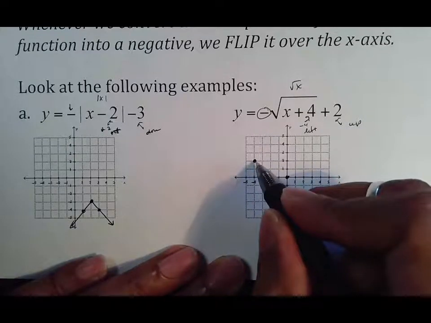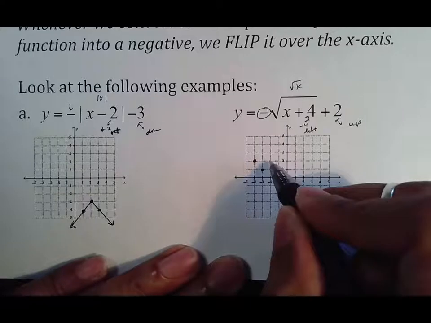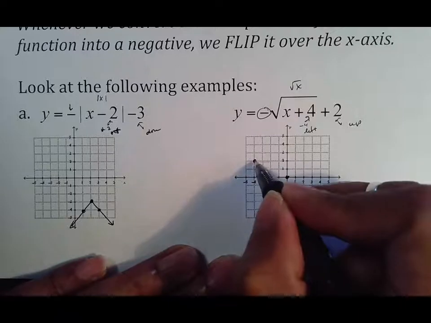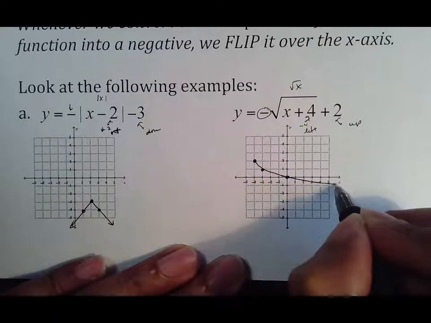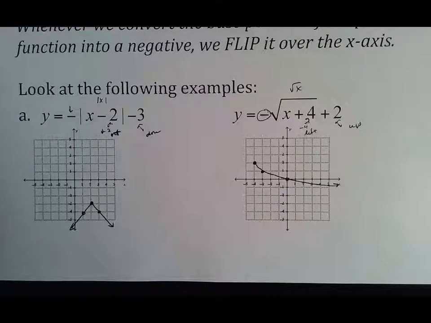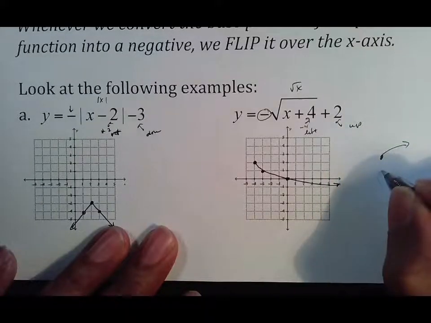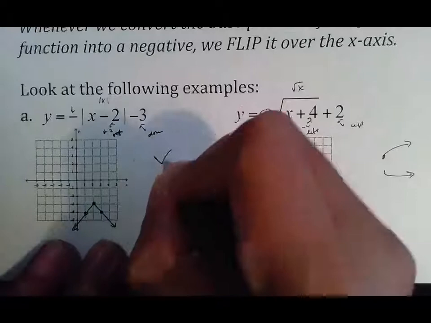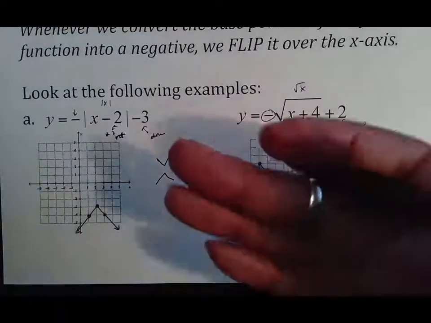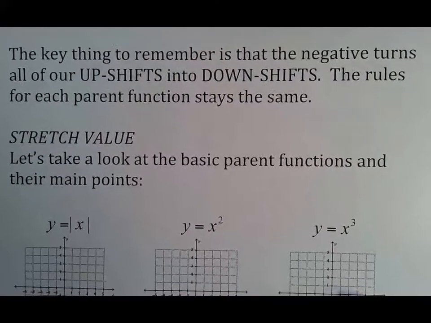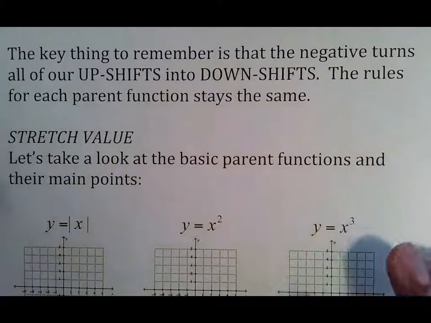Even more than that, if you wanted to be accurate, you can actually do a square root of 9 if it exists. 1, 2, 3, 4, 5, 6, 7, 8, 9, and go 1, 2, 3. But you don't have to. As long as you've got those main 3 points and you've got the general idea, I'm good with that. The key thing with negatives is instead of going up, you go down. So whatever the graph would look like, it should be the inverted version of it. Whatever the graph would look like, it should be the flipped over version of it, and it flips that way, not sideways. So again, it's upside down version of what's going on. The key thing to remember this is that the negative turns all of our ups into downs. The rules for each parent function stays the same.